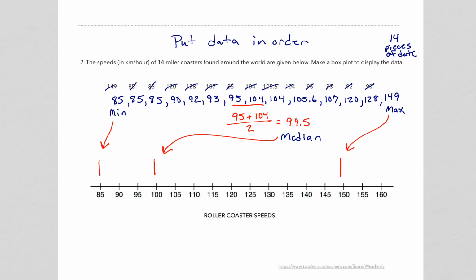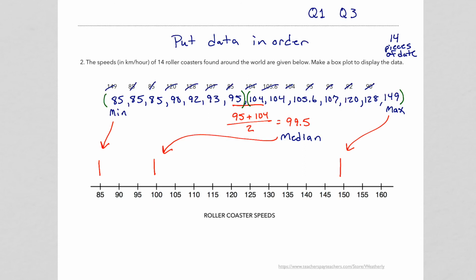Now we have to find Q1 and Q3. So Q1 is the median of our lower half of data. Now here's a little thing that we haven't talked about before. If we end up with two pieces of data in the middle like that, we're actually going to divide the data like this. We're going to include those two pieces of data. We didn't do that for the other one when we had an odd number of data pieces. Here we have 1, 2, 3, 4, 5, 6, 7, and 1, 2, 3, 4, 5, 6, 7.